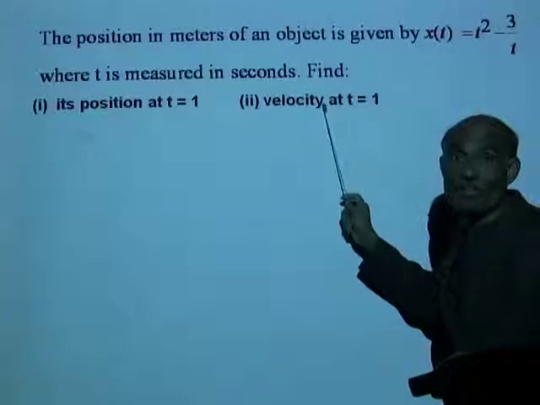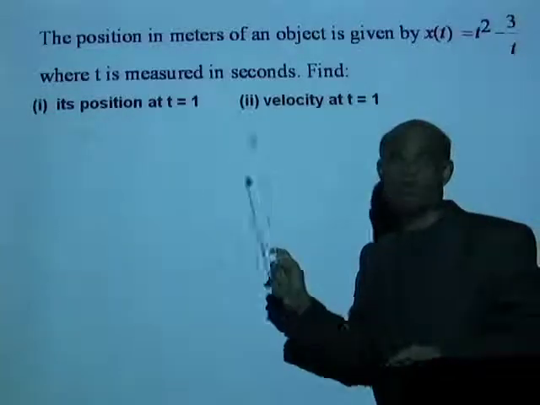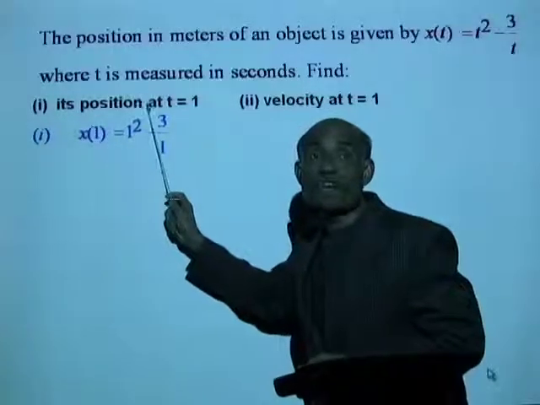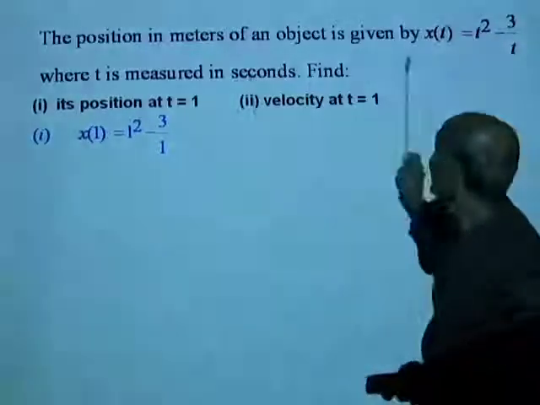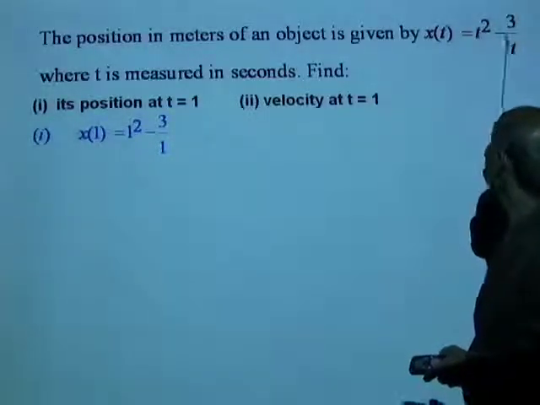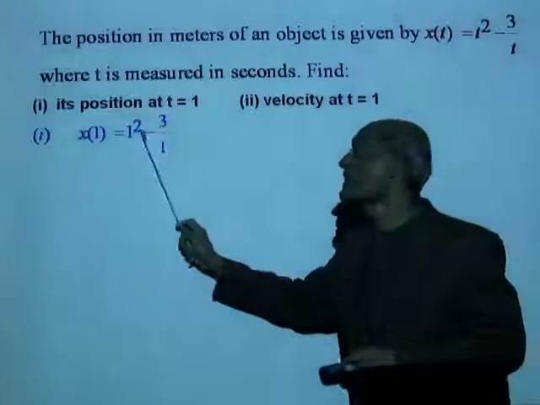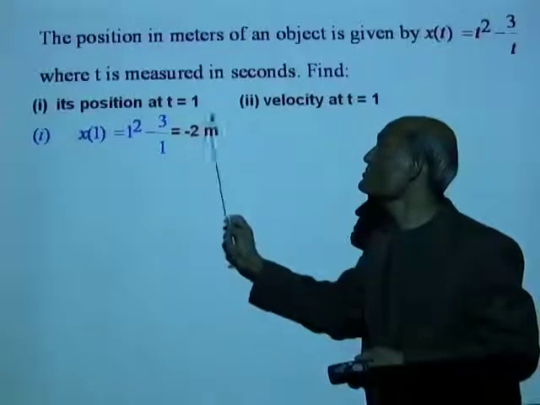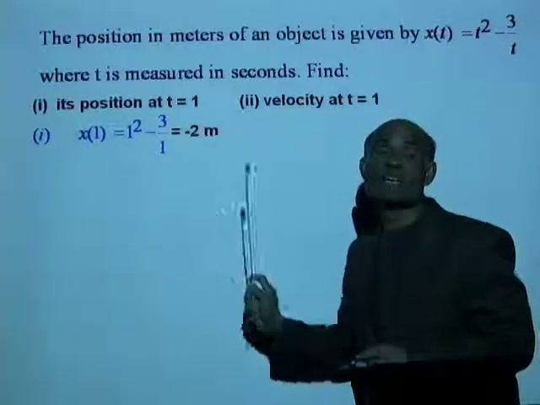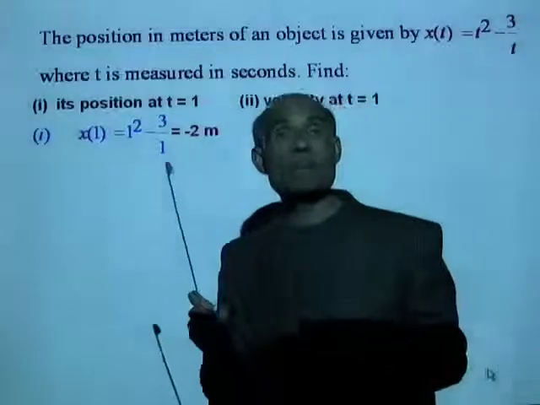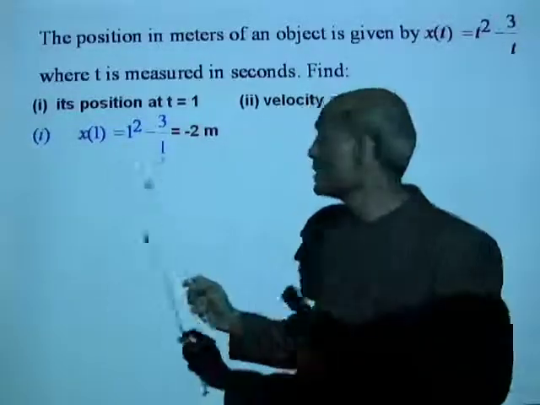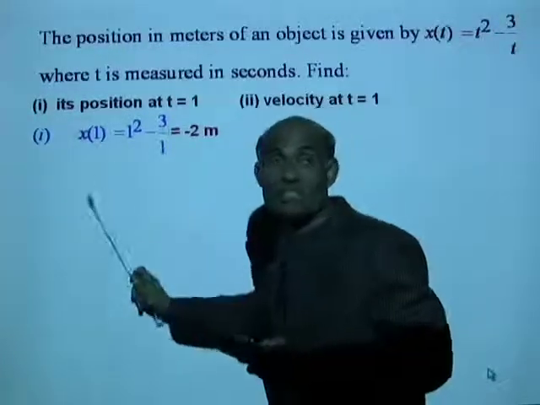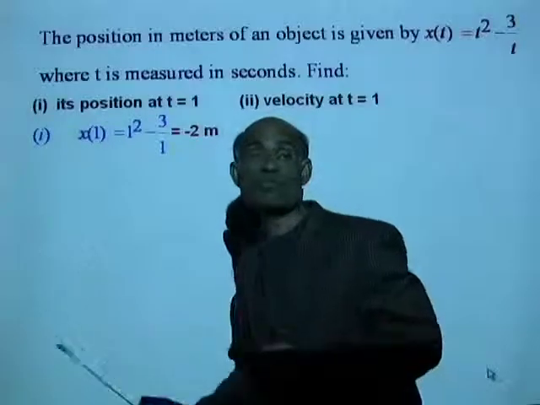2. Find its velocity at t equal to 1. Well, we will do that as we go on. In number 1, we need to find the position at t equal to 1. X of 1 is obtained by replacing t in this equation by 1. That would be 1 squared minus 3 over 1. That is negative 2 meters. Is that right? 1 minus 3 is negative 2 meters. It tells you that at t equal to 1 second, the object is 2 meters to the left of the origin. That's what it means, negative 2 meters. 2 meters to the left of the origin.